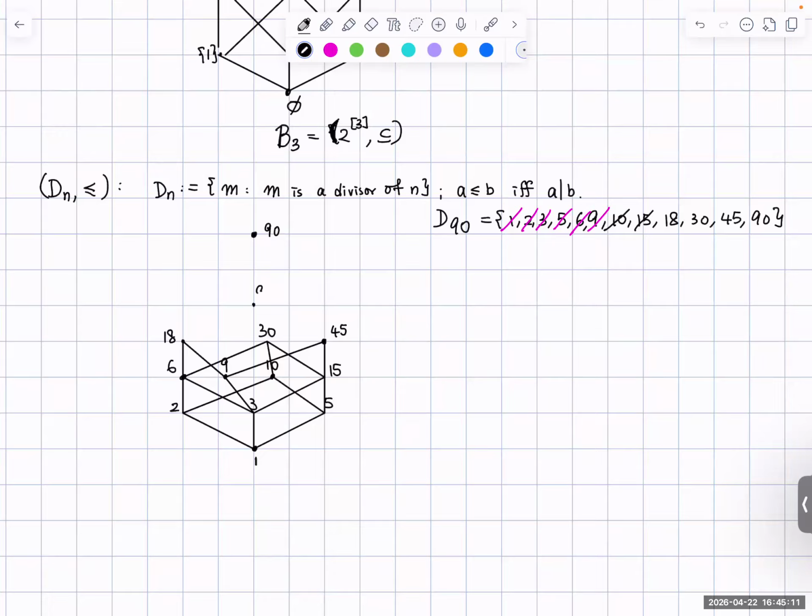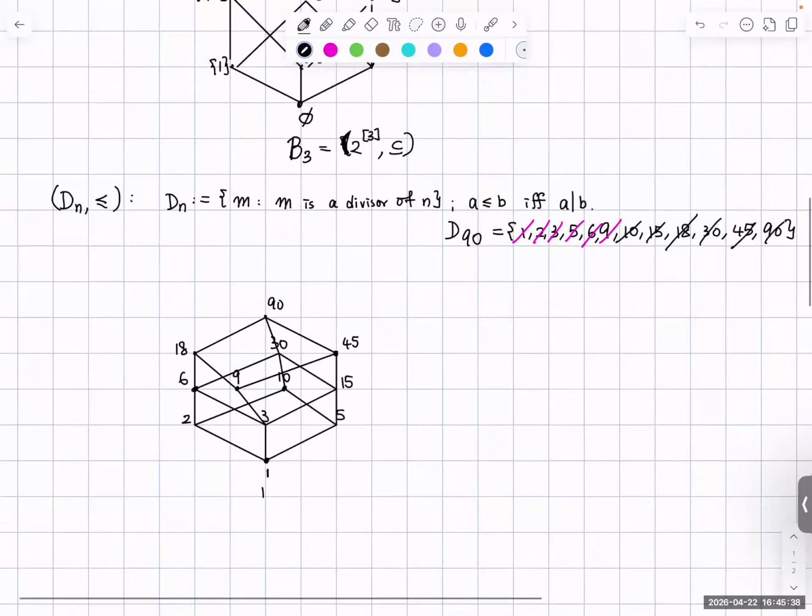So let's just put the 90 here. And then we're done, right? So we put everything. So we have the 18, 30, 45, and 90. So that's the Hasse diagram. And you can see that the relation here, if you draw an edge, meaning that if you do the division, you will get a prime factor, right? So that's another example of a poset. So this is D90. All right. And what else?